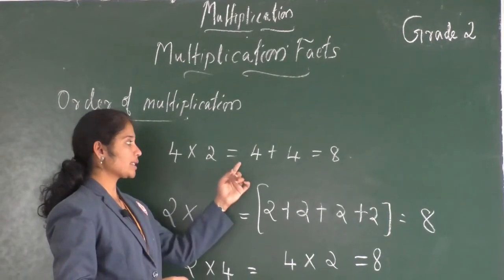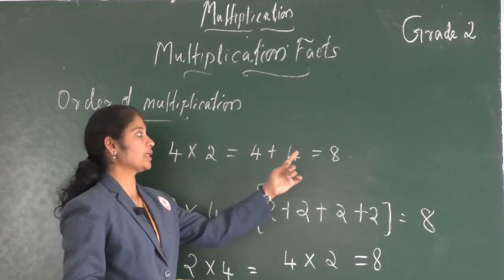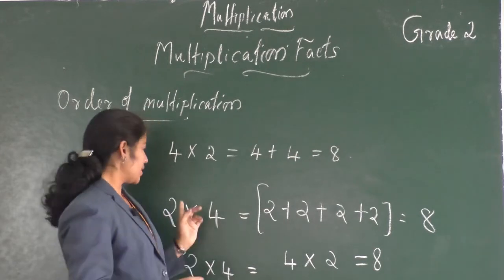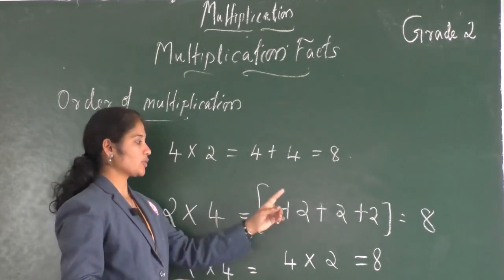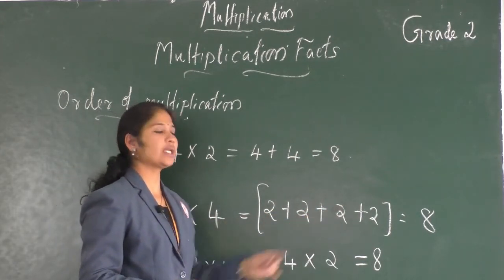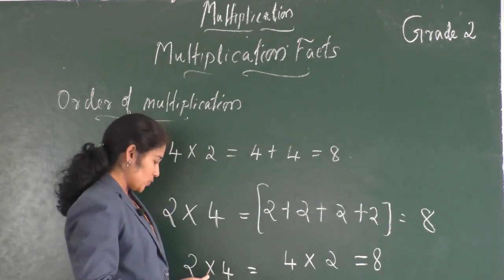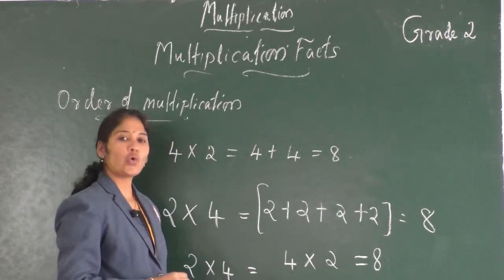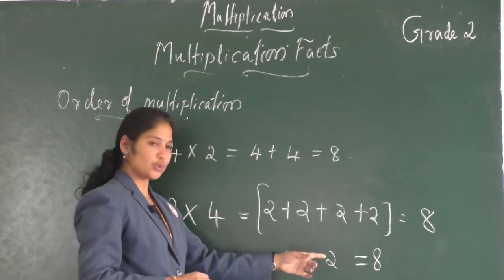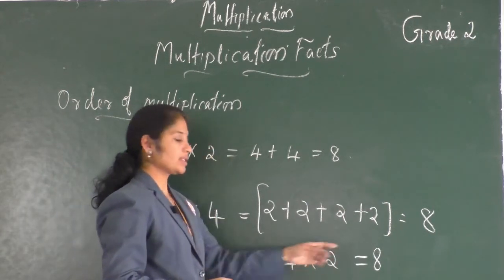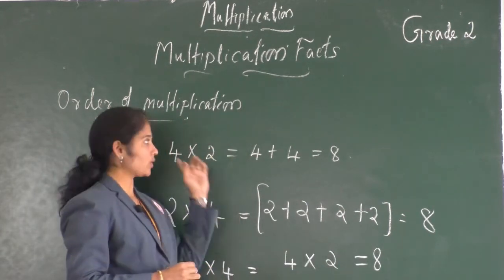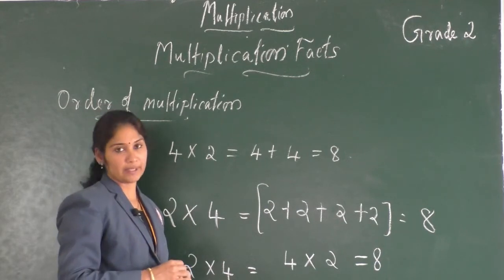So children, 4 into 2 is equal to 4 plus 4 is equal to 8. 2 into 4, 2 plus 2 plus 2 plus 2 is equal to 8. So 2 into 4 is equal to 4 into 2. Both answers are 8. It's called order of multiplication.